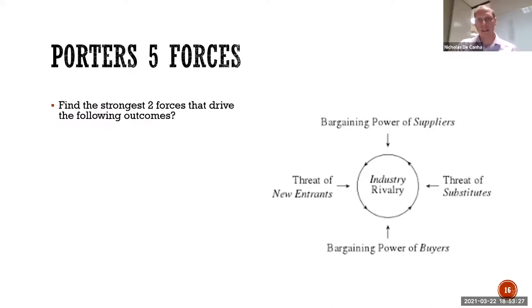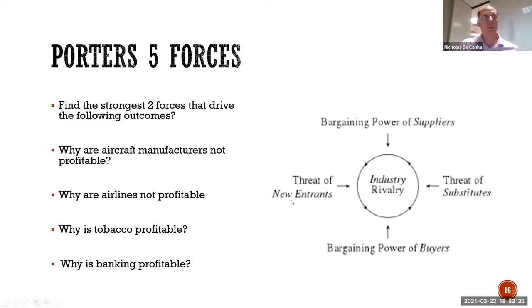All right, so we're again going to do just four examples that we're going to go into groups, and I'm going to try and make sure there's a little more time. And what we're looking at is these questions. So we know that aircraft manufacturers really bump along the ground in terms of profitability. Airlines themselves bump along the ground, excuse the pun. But tobacco is actually quite profitable, and so is banking. And some of these industries we like, some of them we don't, but that doesn't change their profitability.